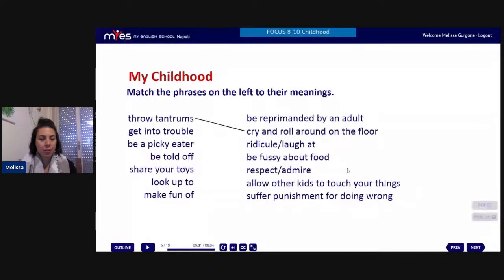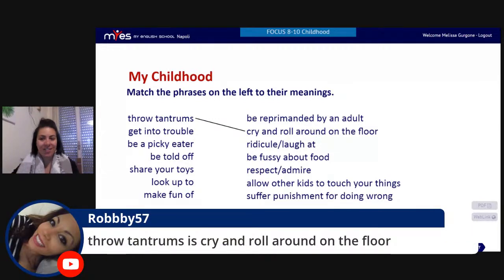Okay, to throw tantrums, or to throw a tantrum in the singular, is when you see a child crying or rolling around on the floor or even just standing there screaming and crying and not wanting to move. Okay, this is when a child is throwing a tantrum. That's okay, Alessandro. Now you know. Yes, Robbie, to throw tantrums is to cry and roll around on the floor.